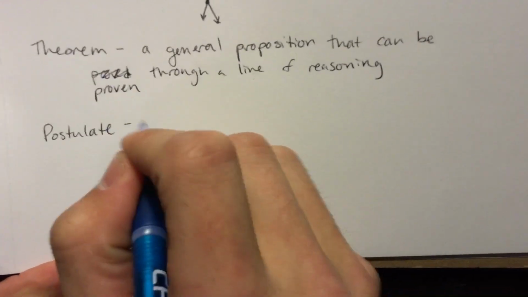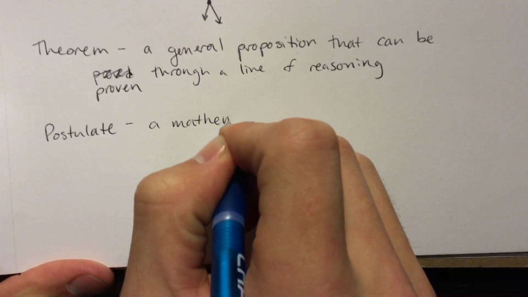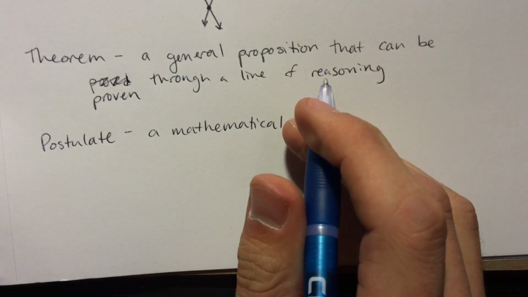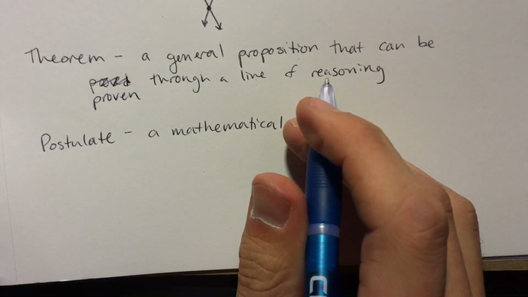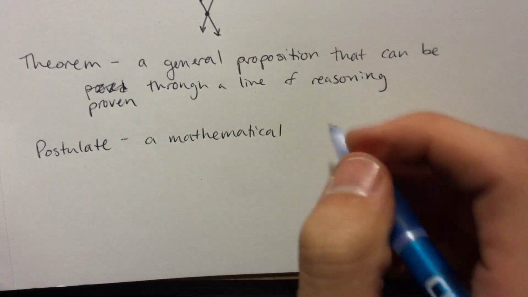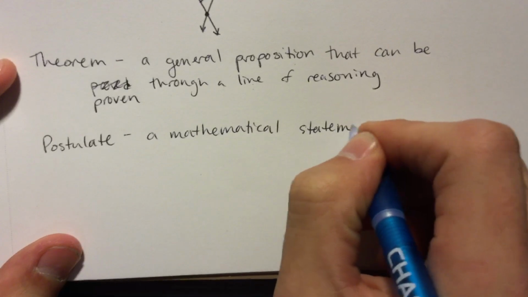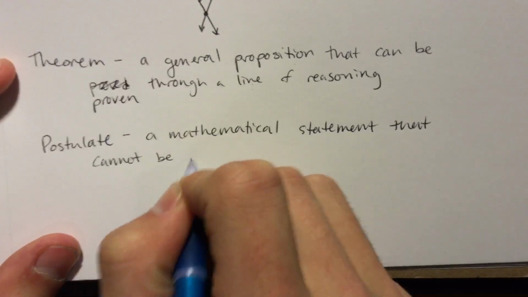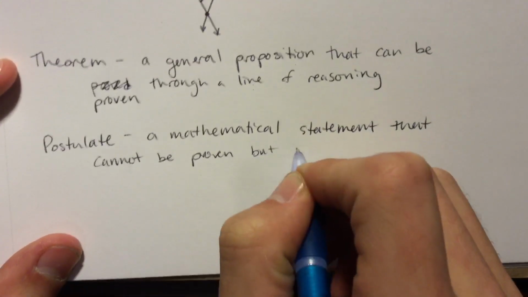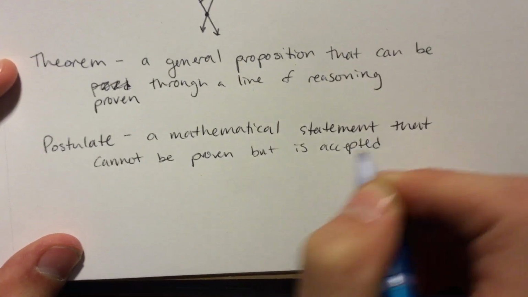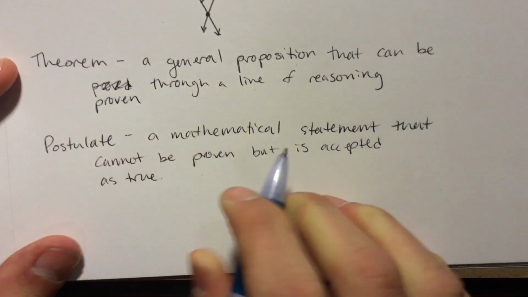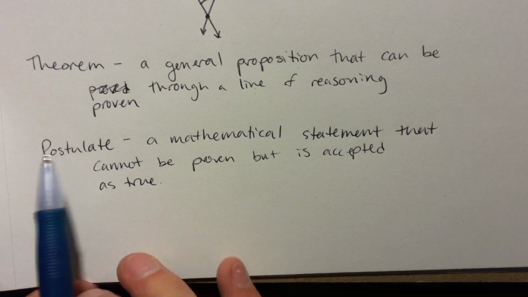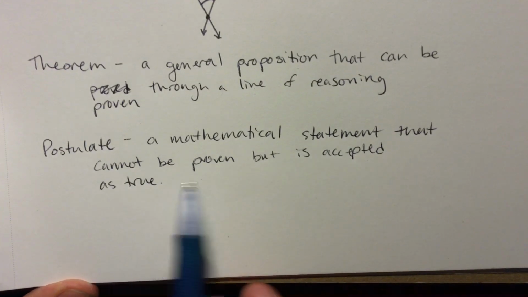Last one, a postulate is a mathematical statement that cannot be proven, but is accepted as true. All right, so basically, like I was saying, a theorem can be proven with definitions, postulates. A postulate is a mathematical statement that cannot be proven but is accepted as true.